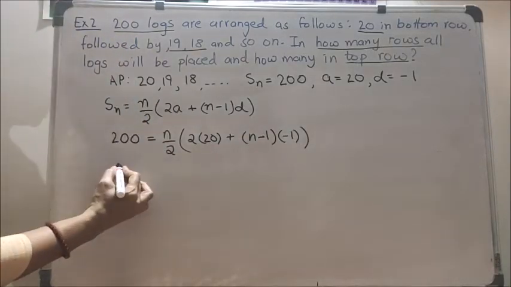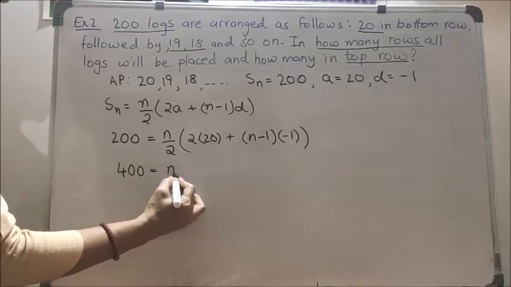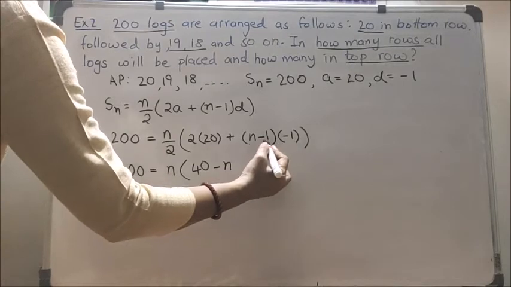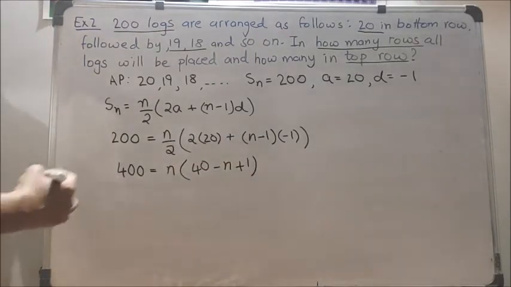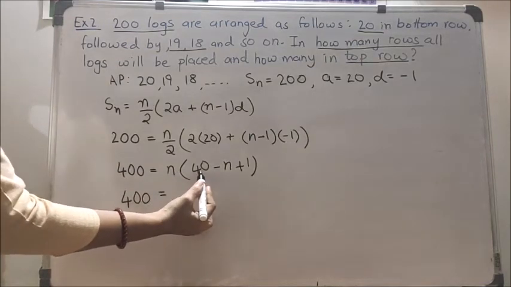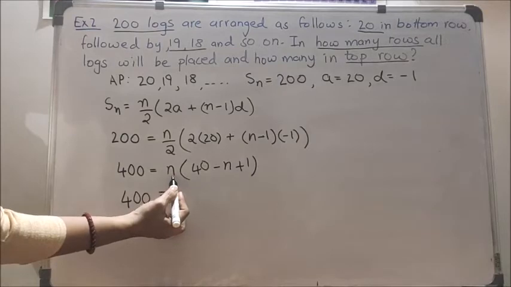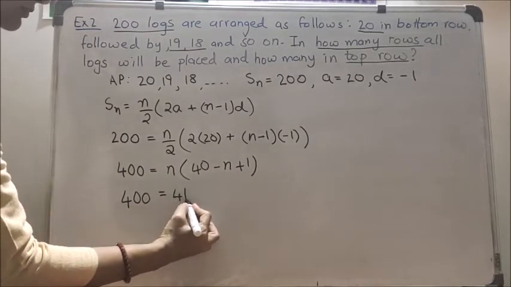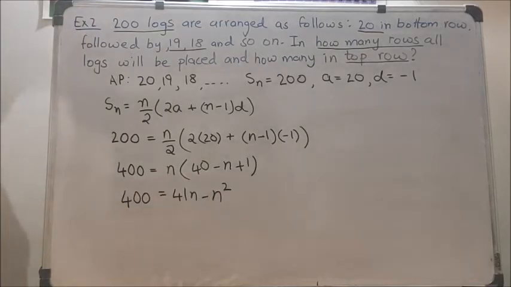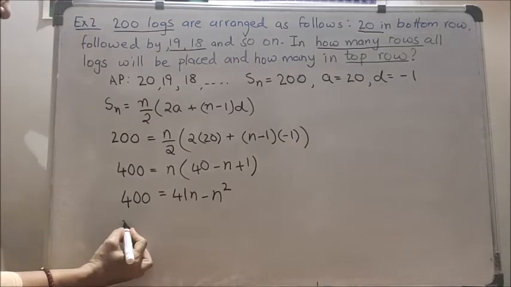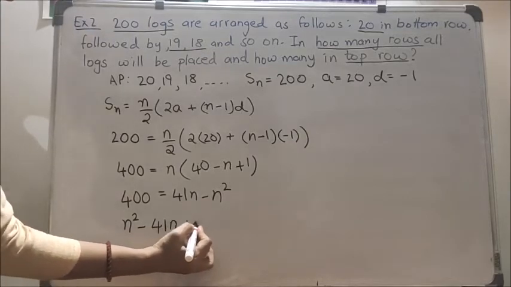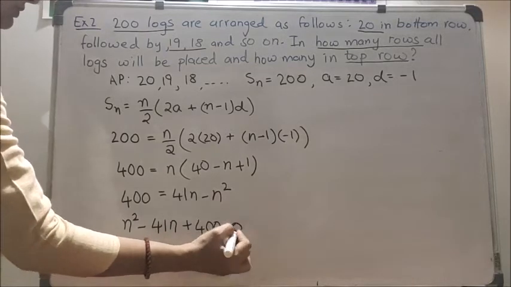Let's solve further. 2 we take here. So we get 400 is equal to n multiplied by 2 times 20, which is 40. Minus 1 into n gives you minus n. Minus 1 into minus 1 gives you plus 1. So that's going to give you 400 is equal to, now 40 plus 1 will give you 41, and when you multiply by opening the bracket you get 41n. So this will be 41n, and n into minus n will give you minus n square. So here we get a quadratic equation in n. Let's bring these two terms on this side. So we get the quadratic equation in standard form: n square minus 41n plus 400 is equal to 0.